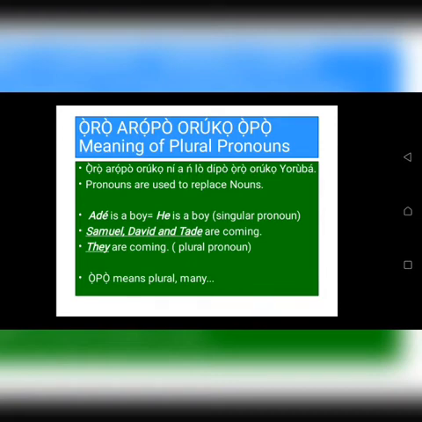But if there are more than one, for example, we have Samuel, David, and Tade. Samuel, David, and Tade are coming. So instead of saying Samuel, David, and Tade, we can simply use they for the three guys. That makes our sentence become they are coming, and such a pronoun is called a plural pronoun. Don't forget I said ọ̀pọ̀ means many, or plural. Plural means ọ̀pọ̀.